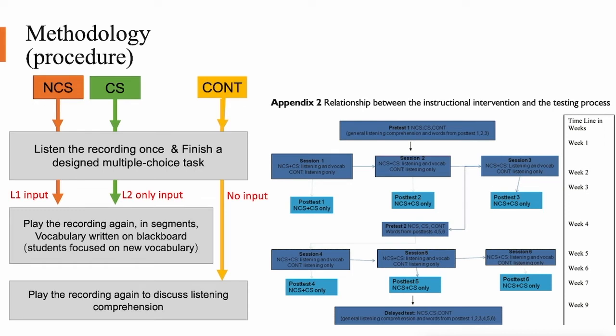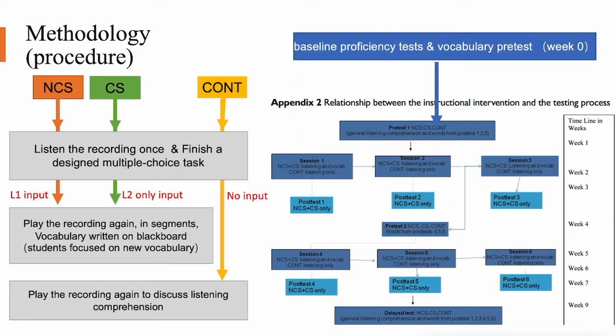We then turn to the flowchart on the right. You can clearly see when the researchers took the pre-test, post-test, and delayed test. I just want to remind that researchers administered the baseline proficiency test and the vocabulary pre-test to the students before the instructional intervention began. Also, the students took the delayed test after 2 weeks.